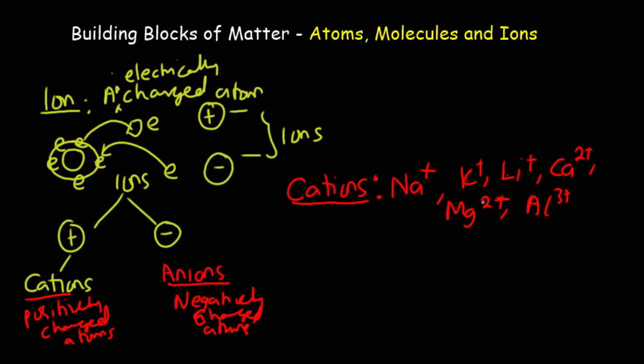Calcium and magnesium can lose only 2 electrons. And so we have 2 positive. Remember I said when you lose, you become positive. So they lose 2 electrons. That's why they are 2 positive. Aluminium can lose up to 3 electrons, and so it is 3 positive. Now let's look at examples of anions.